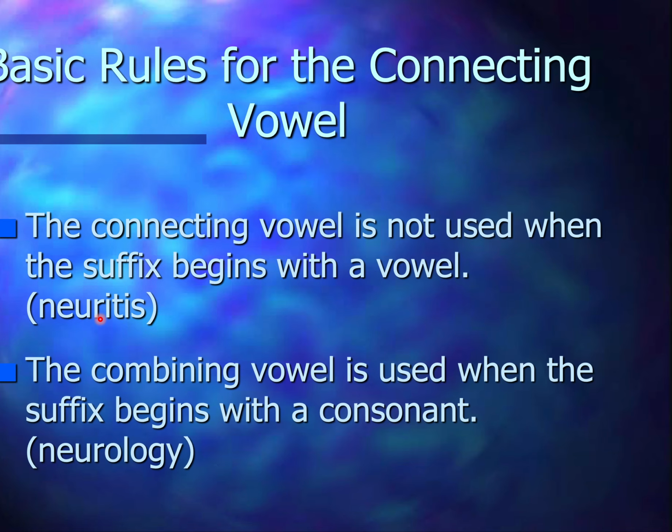The combining vowel is used when the suffix begins with a consonant, just like in neurology, for example. In neurology, we have to put O because L is a consonant. We can't say neurlogy. We have to put O here.